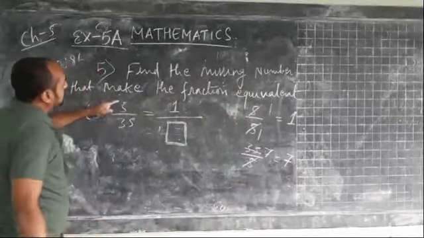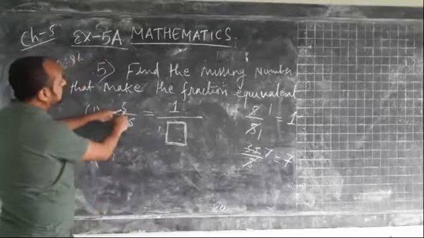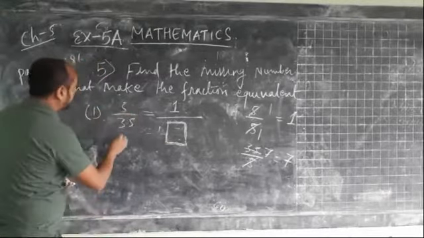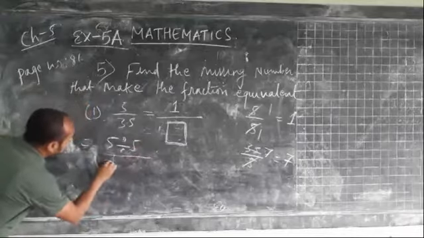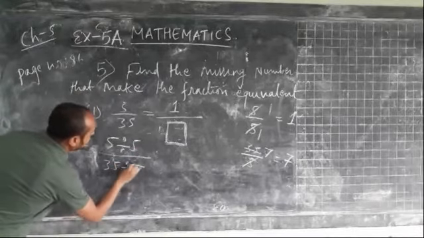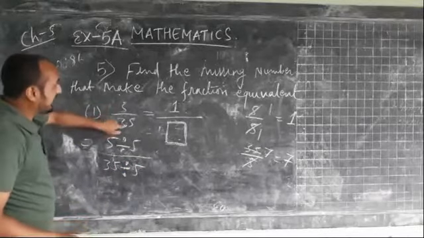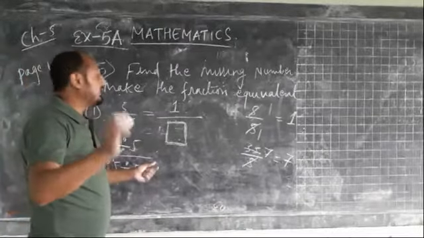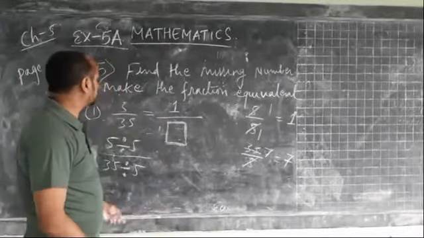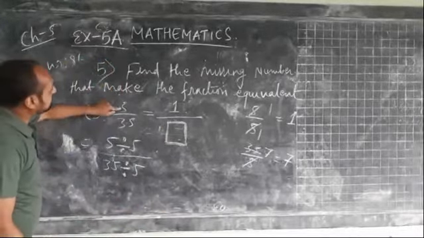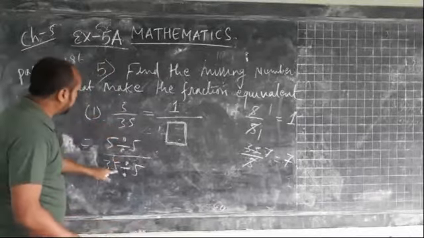Now if you divide both the numerator and denominator by 5, we can do it like this: 5 divided by 5, and 35 also divided by 5. Once again, 5 by 35, we have to find the number so that the given fraction will be equivalent. To do that, we divide the numerator 5 by 5 as well as the denominator 35 by 5.